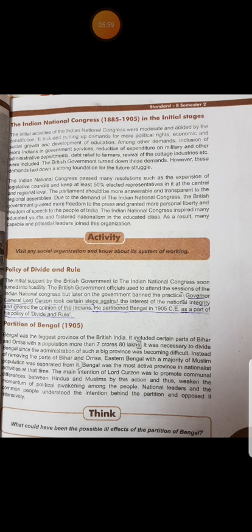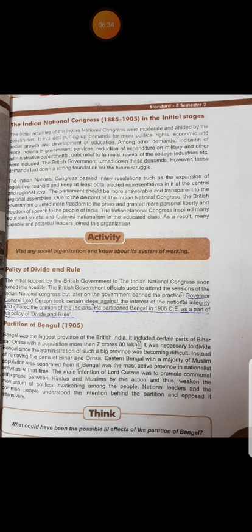Suppressing, hostility, showing enmity. The British government officers attended the session of the Indian National Congress, but afterwards they stopped it. Governor General Lord Curzon took certain steps against the interest of national integrity and ignored the opinion of the Indians. He partitioned Bengal in 1905 CE as a part of his policy of divide and rule.